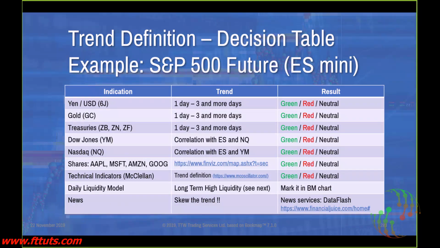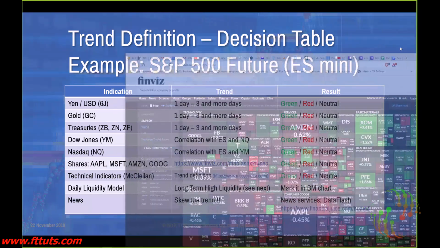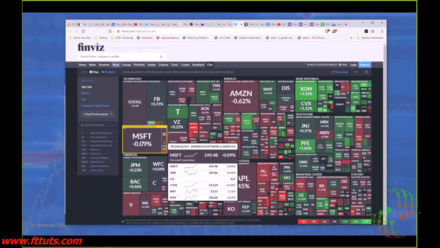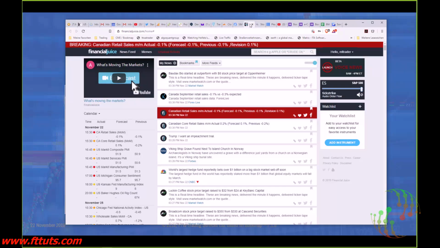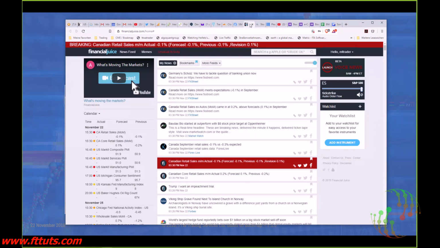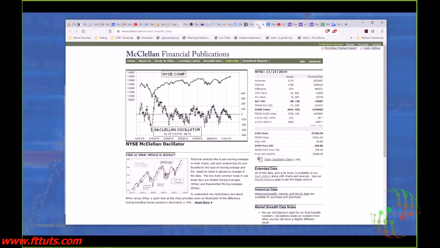The technical indicators, if you want to look at them: if you go to the shares, you will see everything is red, but this is the state of yesterday. I have some news here, and if you want to see any other indicators, the confirmation is that it is going down. This is, I think, yesterday's measurement of the McClellan, for example.